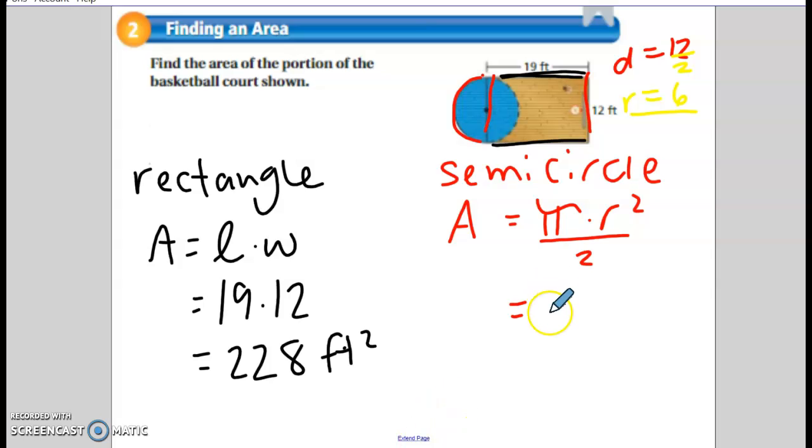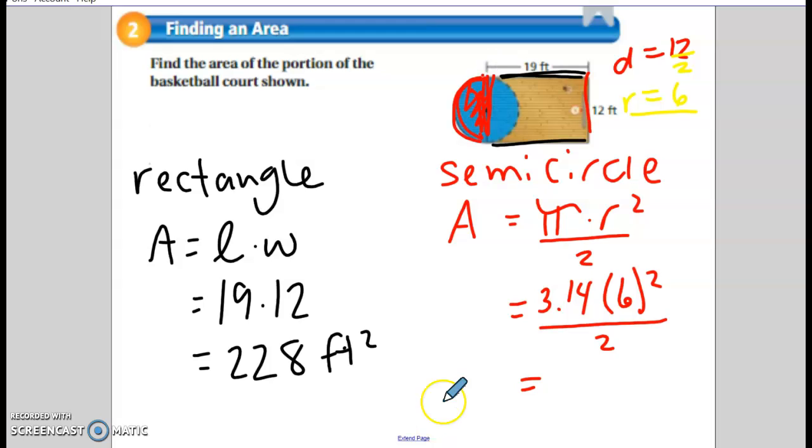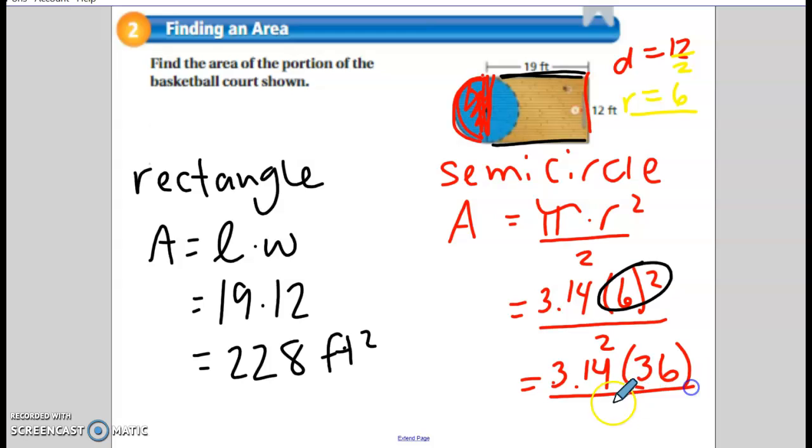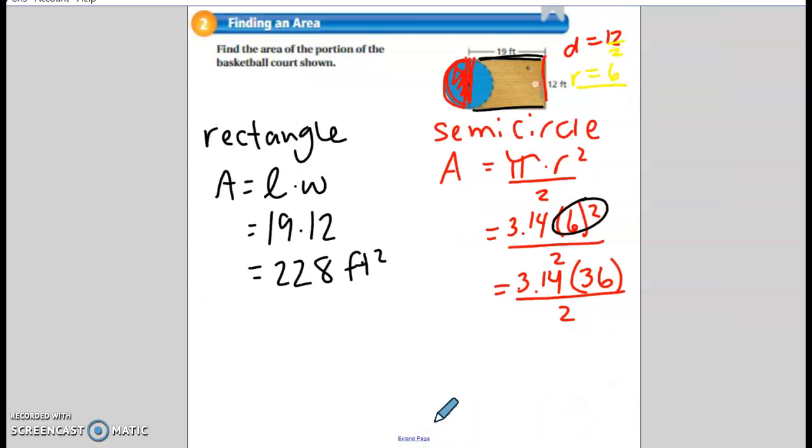So I'm just going to keep using red. 3.14 times, now we said the radius is 6 squared. And remember, that's the area of the whole circle. I want half of it, because that's this guy. So we're going to do 6 squared is 36. So I have 3.14 times 36. Then I want to take half of all that.